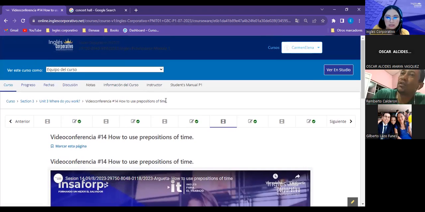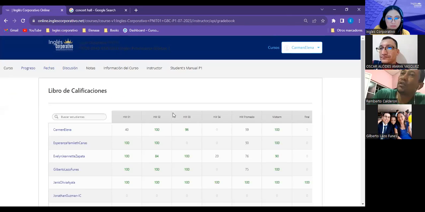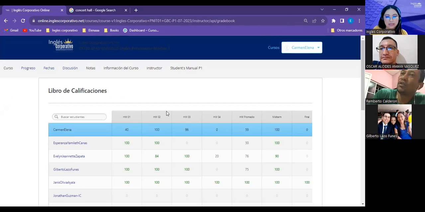Revisemos entonces las notas. ¿Cómo van los chicos de este grupo? Here we go. Just let me show you about the activity. Ok, aquí está el libro de calificaciones. Vaya, ahí están. Miren, la sección que necesitamos hacer es esta. Homework number 3. Columna 3.